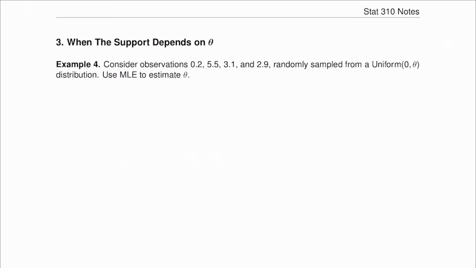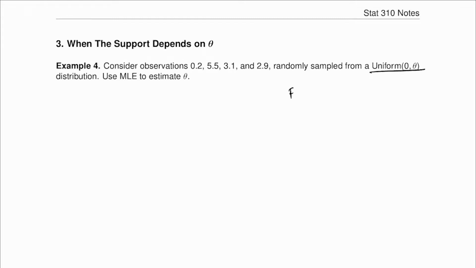Okay, now what if we are in a case that the support of our random variable depends on theta? So let's see this example. Consider the observations 0.2, 5.5, 3.1, and 2.9 randomly sampled from a uniform 0 to theta distribution. Use the MLE to estimate theta.